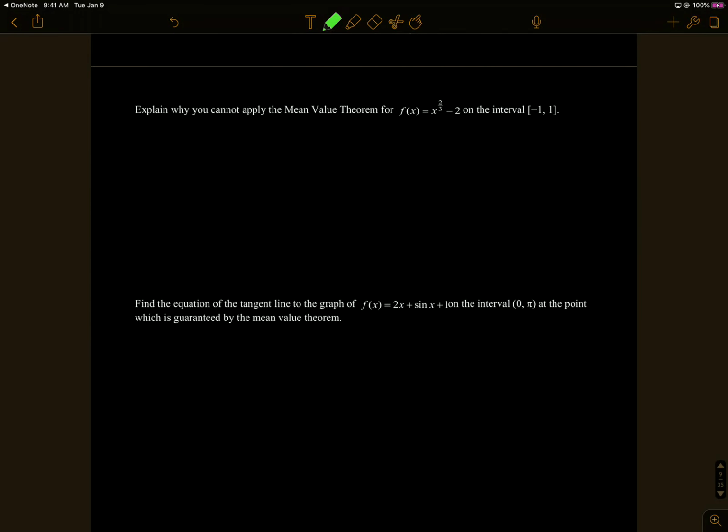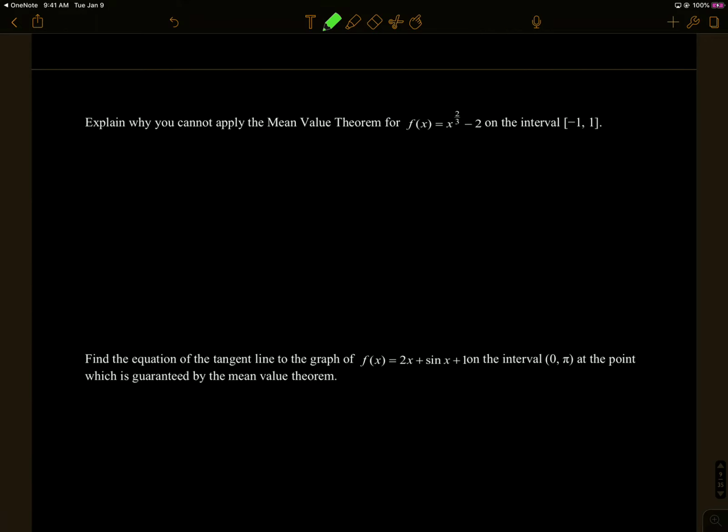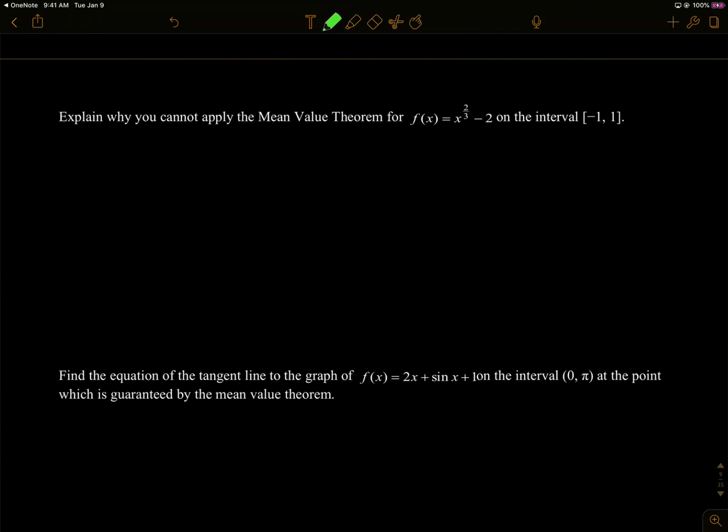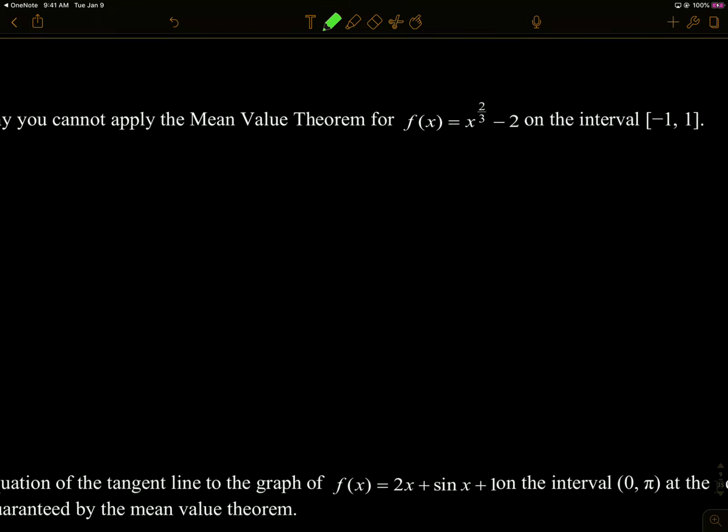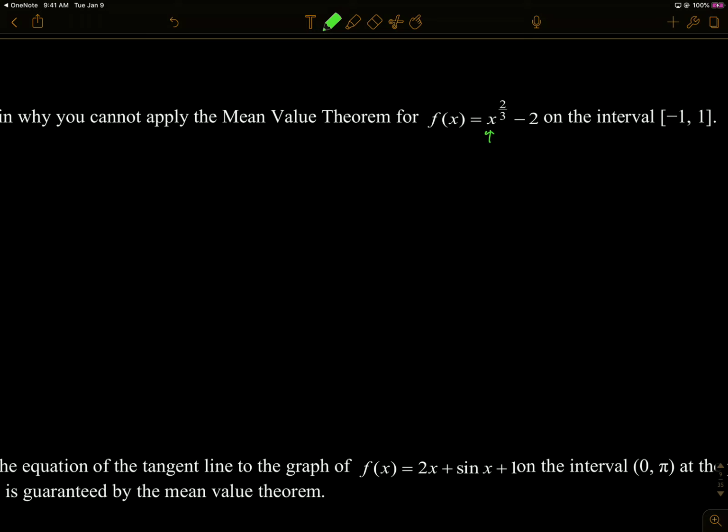All right, so let's move on here. Explain why you cannot apply the mean value theorem for this function on that given interval. So since we have f of x is x to 2/3 minus 2, that means that at the x value 0, because it's a 2/3, I know that a spike or a cusp occurs. So at x equals 0, we're going to have a spike there. So the function is not going to be differentiable there because f prime of x is undefined.